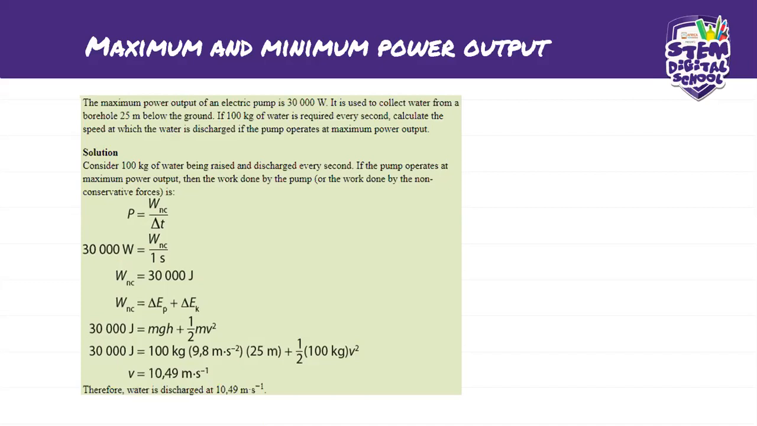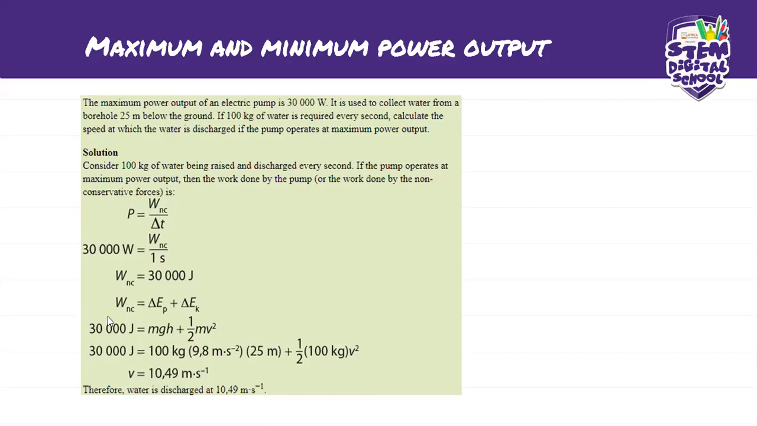So here it says consider 100 kilograms of water being raised and discharged every second. If the pump operates at maximum power output, then the work done by the pump, the work done by the non-conservative force, would be relevant in this case. So we're going to use the work non-conservative. I think we're slowly establishing that when we're dealing with pumps, it's work non-conservative. So we're plugging in your 30,000 watts because it's been given, and the time, which is 1 second. So the work non-conservative becomes this.